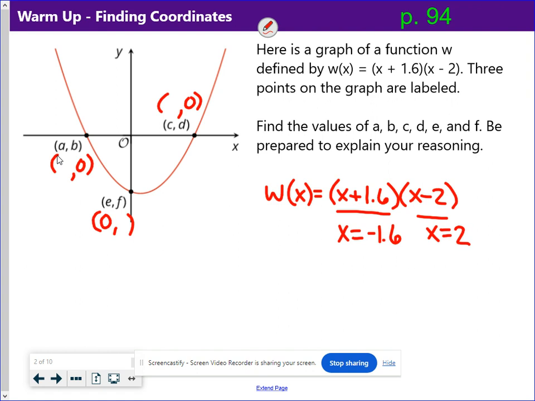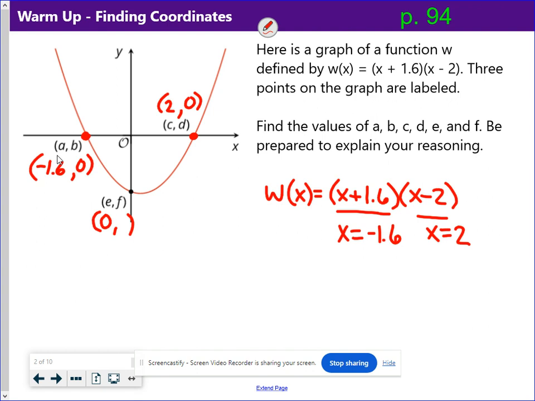Now, looking at the fact that this parabola has one of the x-intercepts on the positive side of the x-axis and one on the negative side of the x-axis, I know then that, first of all, I should have left myself a little bit more space, but I know that the A has to be that negative 1.6 because it's going to have to be a negative number. So that's what the A has to be. Then the C has to be the 2. That has to be in the positive part. That's this one right here. So now we've got the A and the B taken care of. We've got the C and the D taken care of.